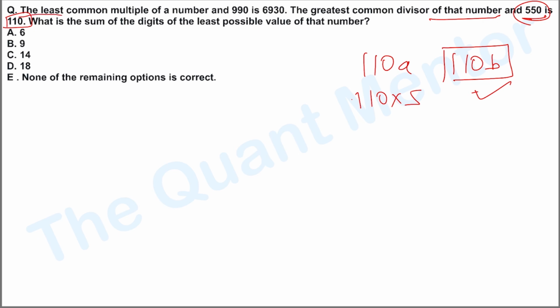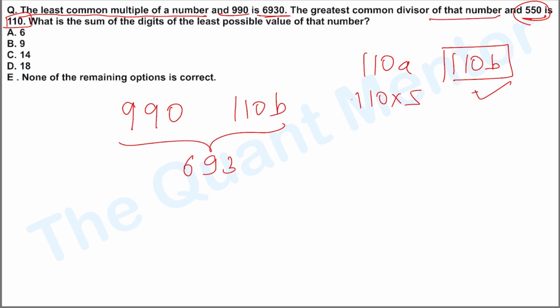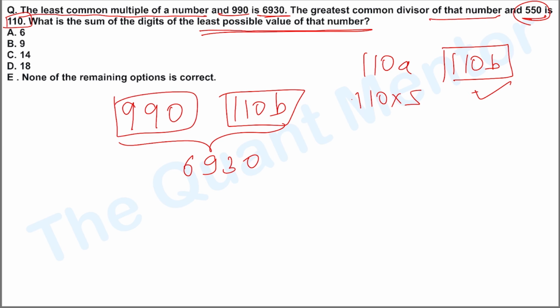Further, the least common multiple of that number and 990 is 6930. So for 990 and the other number 110B, the LCM is 6930. Now we don't know anything about this B. So for the time being, let's suppose the highest common factor of these two numbers is 110. In this case, the LCM would be the common factor 110 into the uncommon factors: from here you have 9 and from here you have B. The LCM is 6930. I'm assuming that the number B is co-prime with 9.